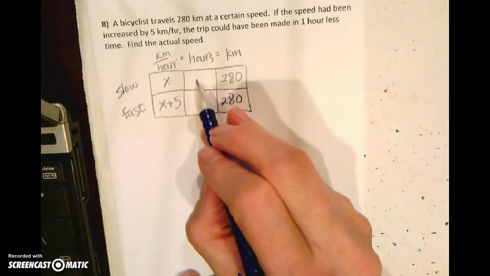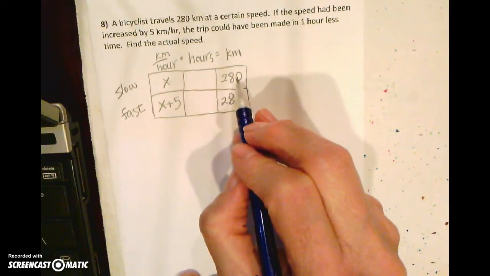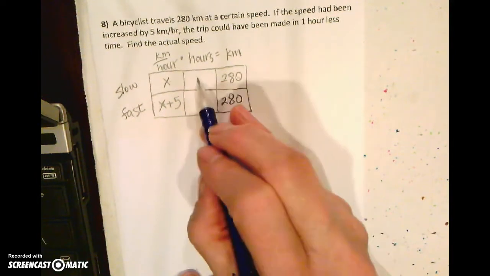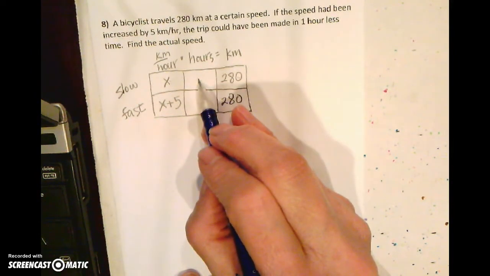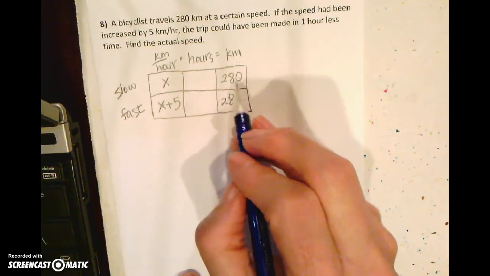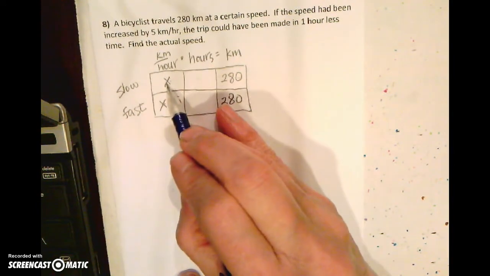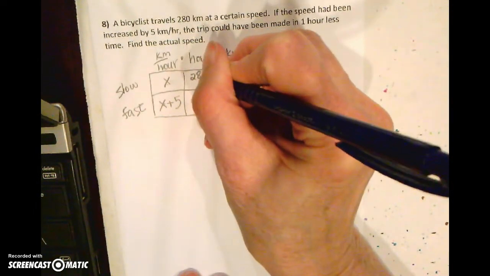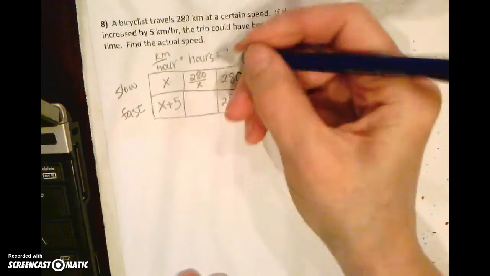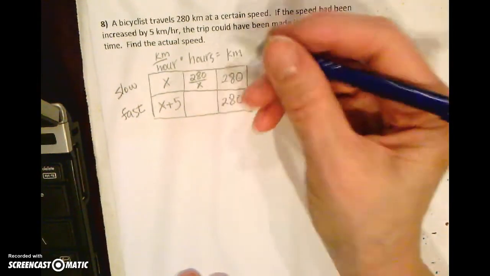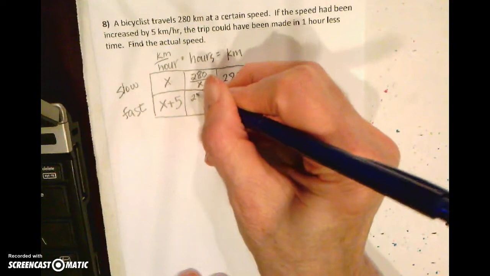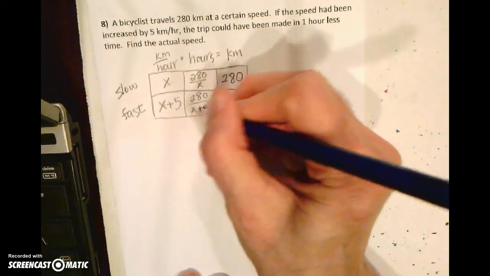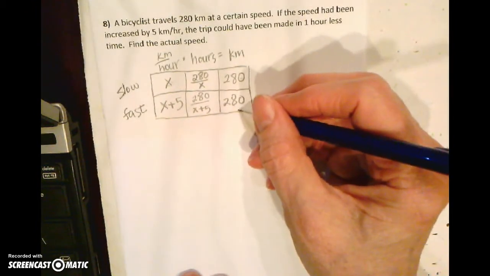This column times the second column equals the last one. So what if I have the last one given to me? How do I find the middle one? I hope you're thinking this right. You're going to take this, divide it by your x, and it's going to tell me how many hours that is. So I'm going to take the 280 and divide it by x, and that will represent how many hours. And then also here, 280 divided by x plus 5 tells me how many hours it took them on the fast speed.